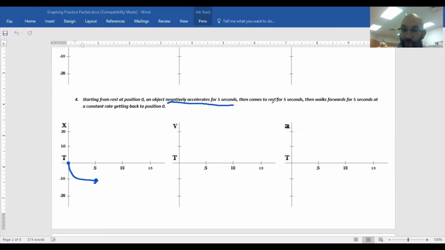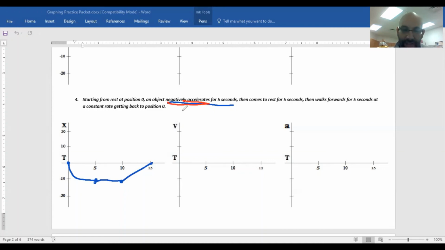All right, then we stop moving for 5 seconds. Okay, in a position time graph, slope is velocity. If we're not moving, we have no slope. So then the line flattens for the next 5 seconds. And then we walk forward for 5 seconds at a constant rate and we get back to position 0. So now we have a constant velocity, it's positive, so it's a constant slope up. So it's a curve down, negative acceleration, flat, no velocity at all, and then a positive constant velocity is the slope up. Right. One more time, we'll attack this now in terms of acceleration.